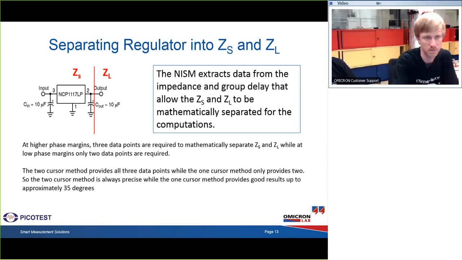We can measure it using 2 different cursor methods. There's a 2 cursor method that provides 3 data points required to accurately calculate the stability margin of the regulator, while a 1 cursor method only provides 2 data points. So the 2 cursor method is always precise, while the 1 cursor method provides good results up to about 35 degrees of phase margin.